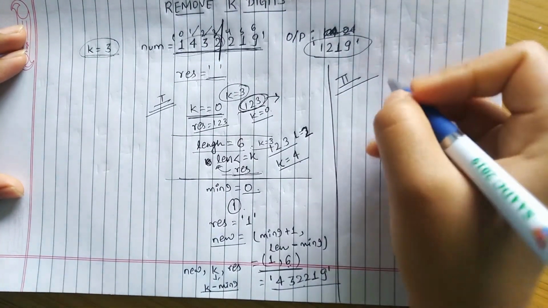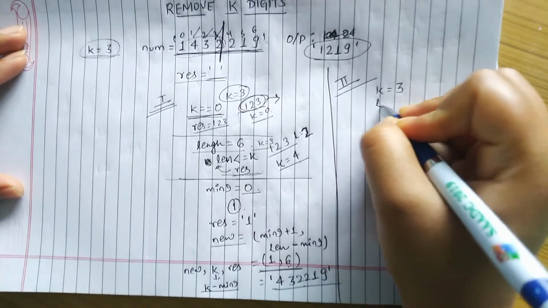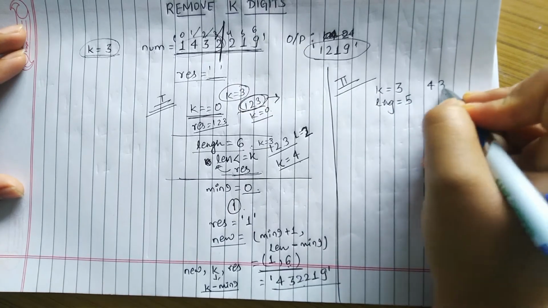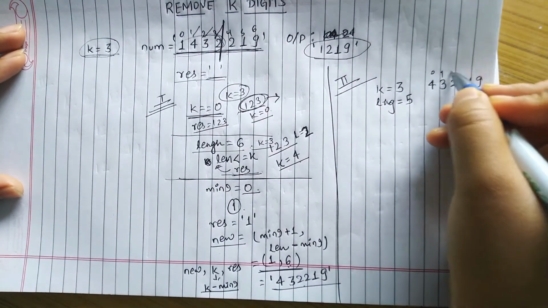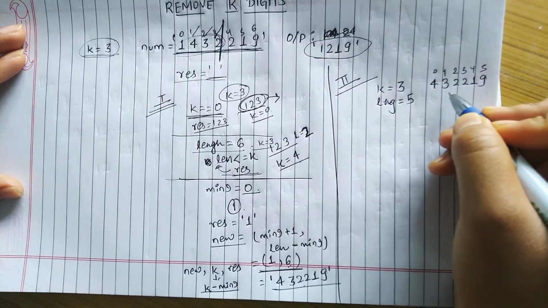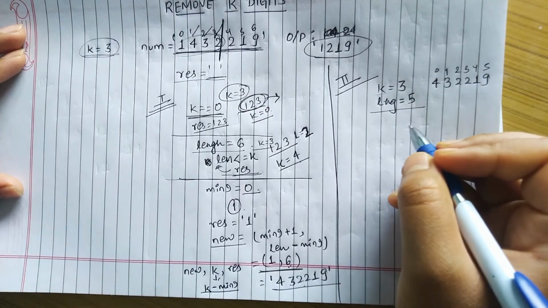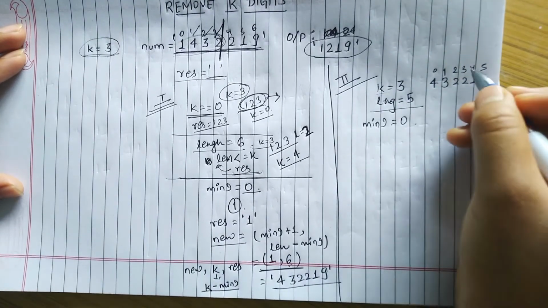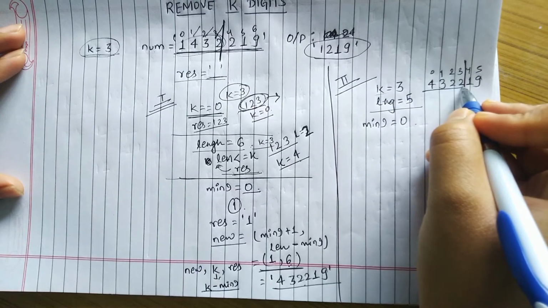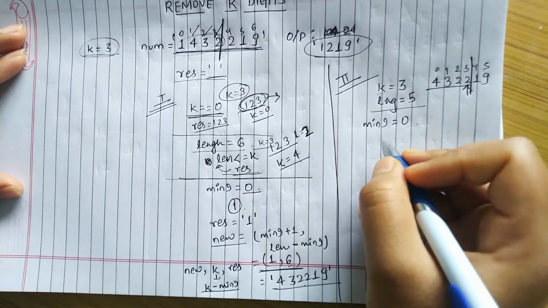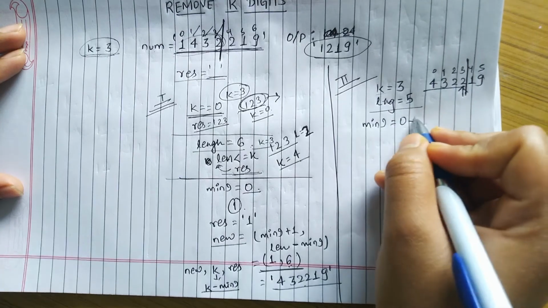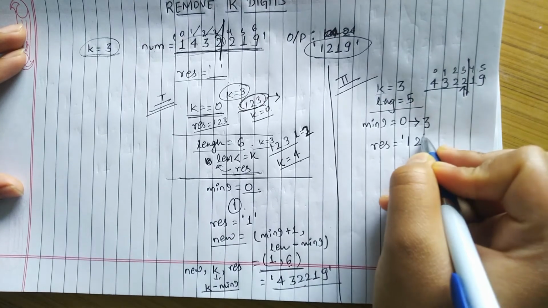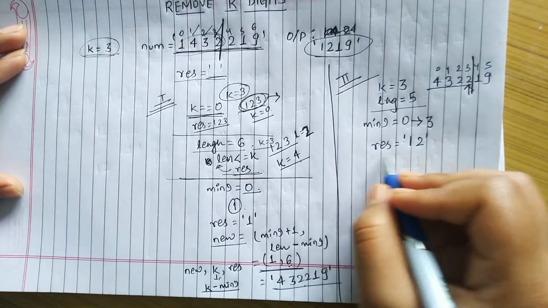So what will happen in the second iteration? In the second iteration, when we come, k is 3, len is 5, we have the string 4 3 2 2 0 1 2 3 4 5, and k is 3, length is 5, so we will make the main index as 0 and then iterate up till 3 and find out the smallest value. The smallest value is this 2, so the main index will become 3 and res will become 1 2, and what after that? So res becomes this.